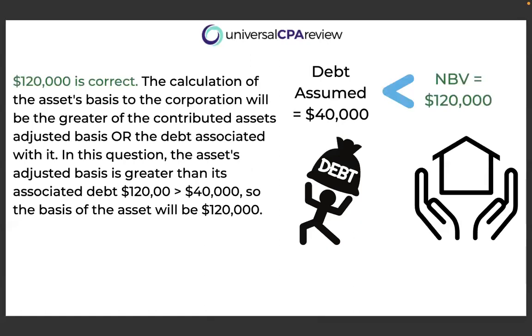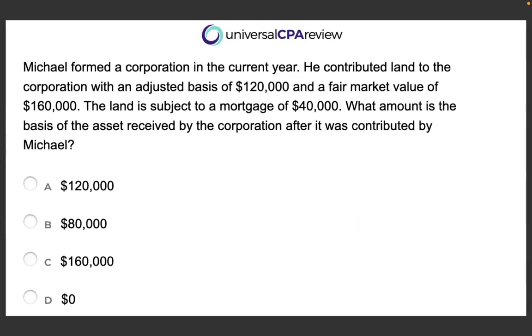If this was asking about a partnership instead, 9 out of 10 times they'd be asking about the basis to the partner, in which case you'd have to know what percentage of the company the partner acquired. Let's say this is the same situation, but they're asking about the basis to Michael, and this is a partnership. In that case, we would take the net book value, and let's say Michael was acquiring 50% of this company. It would be 120,000 minus the mortgage.